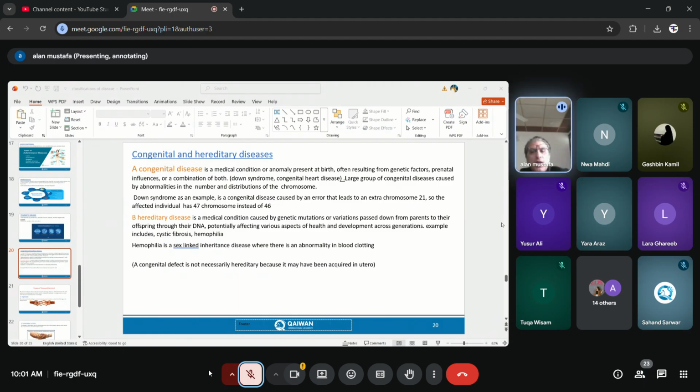Okay, so someone tell me, what is the difference between congenital and hereditary?